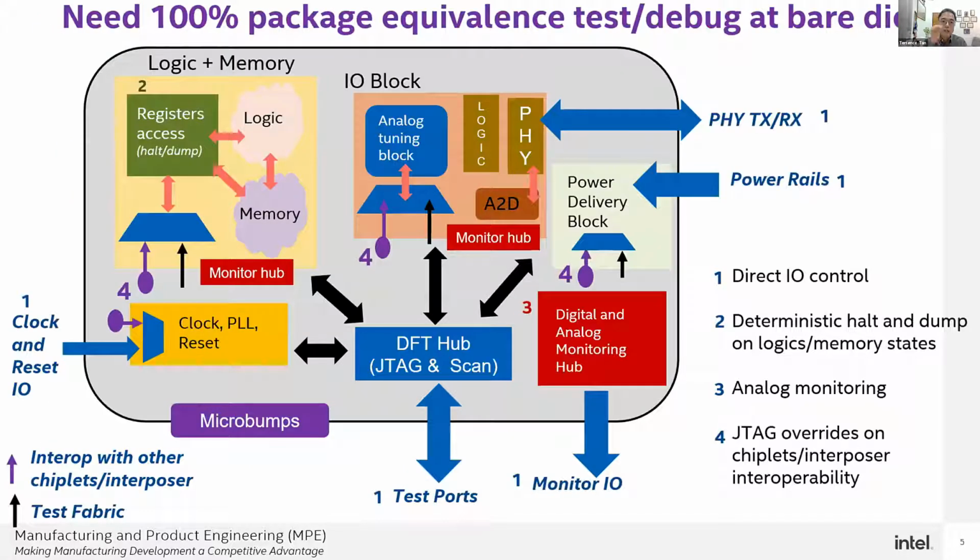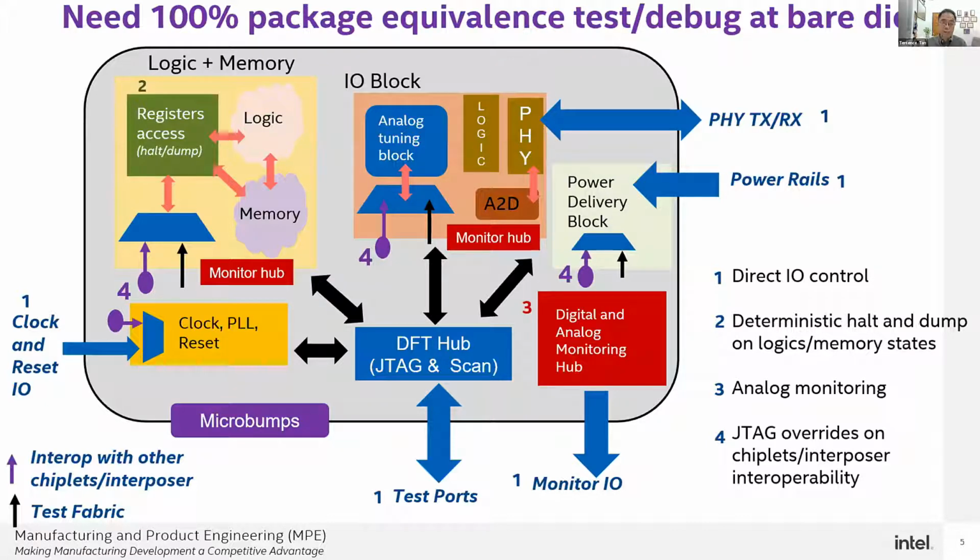Now, the first thing is about the chiplet. In a chiplet, I'm going to show what DFT is needed in order for us to achieve 100% package equivalence. To me, this is a foundation of every chiplet that we need to do for debug and also test. The first thing is direct IO control. We need to have direct control on clock and reset, test port, you need monitoring I/O for debug, power rail, and of course, how you deal with your high-speed I/O transmit and receive.